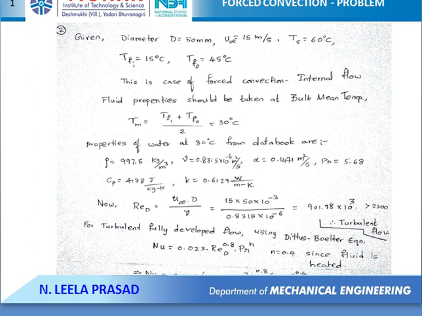empirical formulae for these conditions is Nusselt number is equal to 0.023, Reynolds number suffix d whole power 0.8, Prandtl number to the power of n. Here the n value is 0.4, as the bulk temperature at the outlet is greater than the bulk temperature at the inlet. So that means fluid is getting heated up. So n value is equal to 0.4. So this correlation, or this empirical formula, is called Dittus-Boelter's equation.